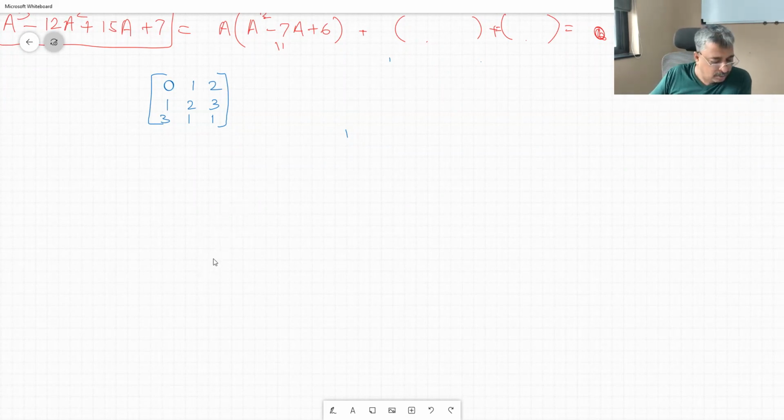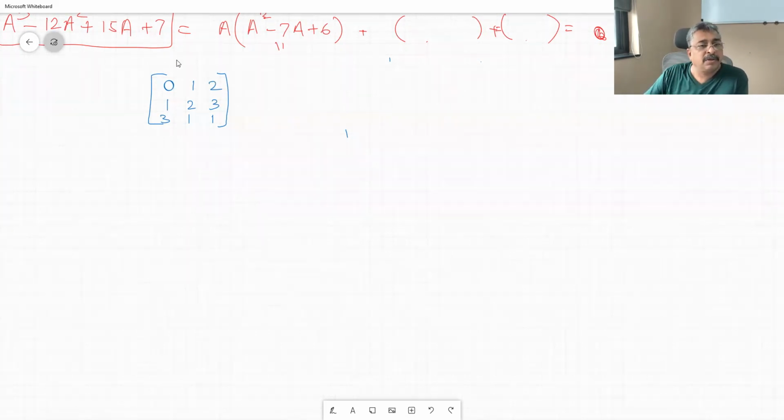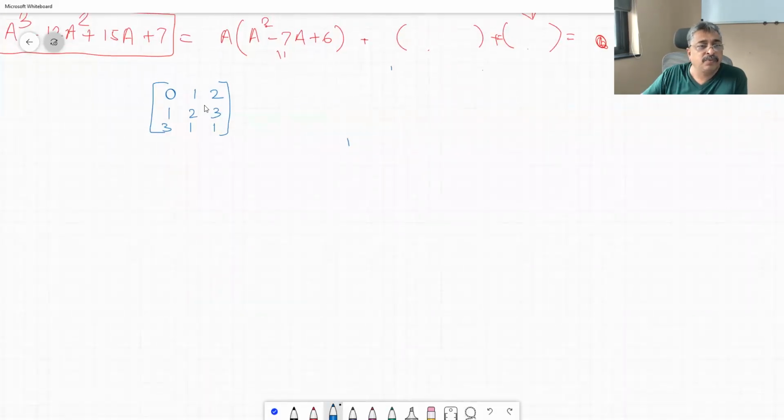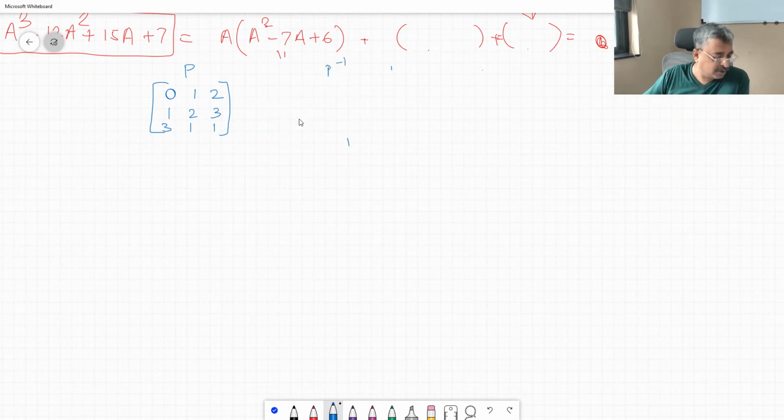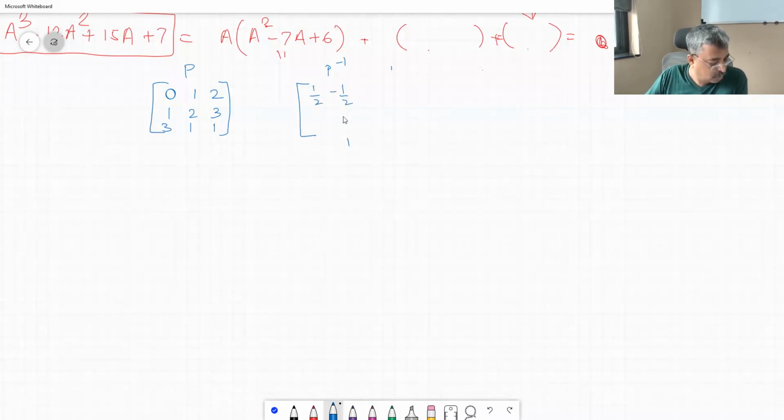Next thing that we would like to do is, suppose this is your matrix P, whose inverse we have already found out. So P inverse also, let me write down. If it is wrong, you correct me. 1 by 2, minus 1 by 2, 1 by 2, minus 4, 3, minus 1, 5 by 2, minus 3 by 2 and half.